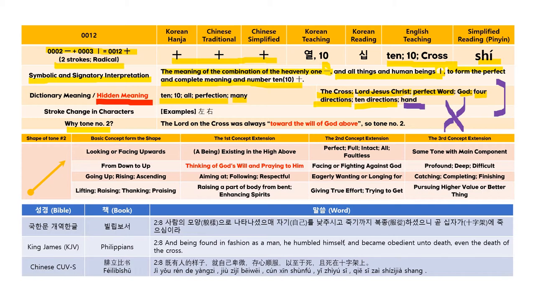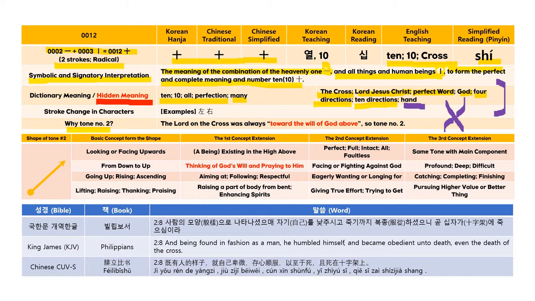Anyway, I would say this character, the meaning of the combination of the heavenly one and all things. Heavenly one means God, Jesus Christ. Depending on your religion, you may say, oh, it's Allah or it's Buddha or whoever, doesn't matter. Please just imagine the character's intrinsic nature, how it has been formed and transferred to the descendants.